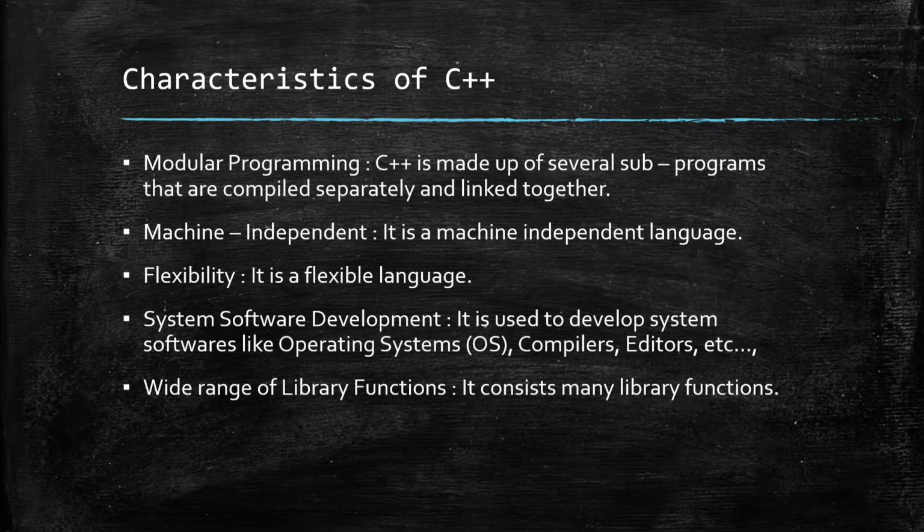Next, modular programming. C++ is made up of several subprograms that are compiled separately and linked together. It's not a whole thing compiled at a time. In a main program, we will have several subprograms that are compiled individually and separately, and then they are linked together. So it has the characteristic of modular programming.